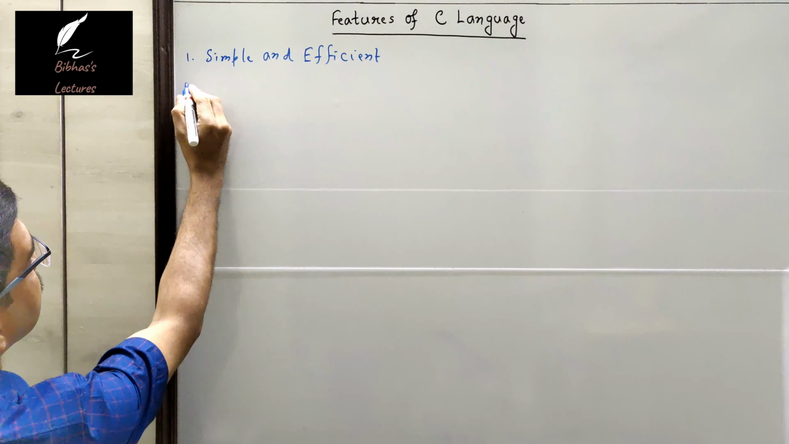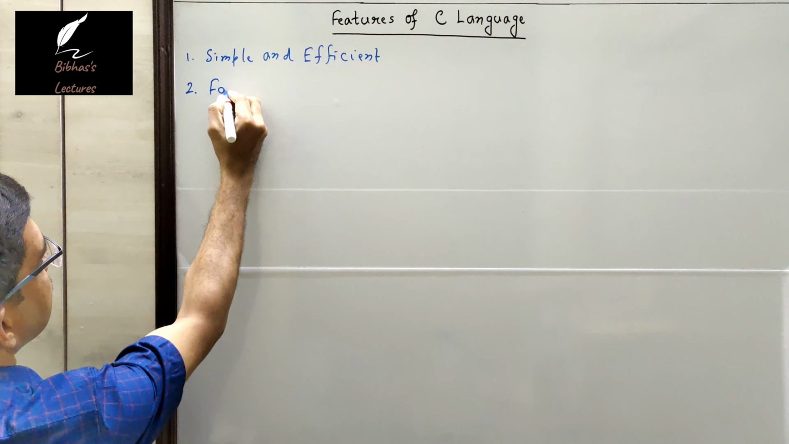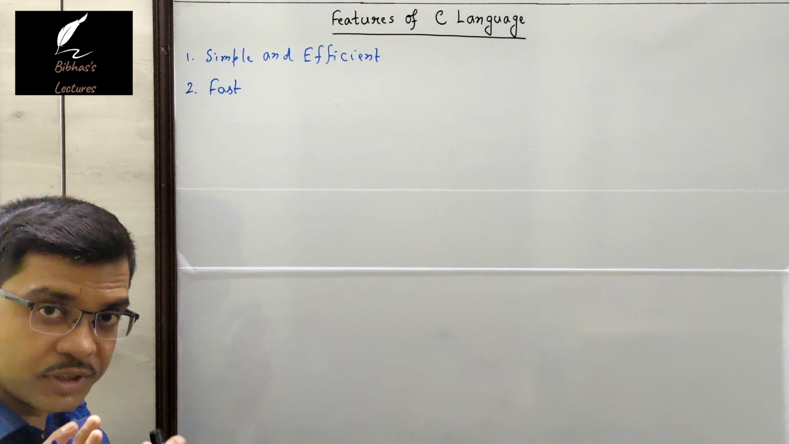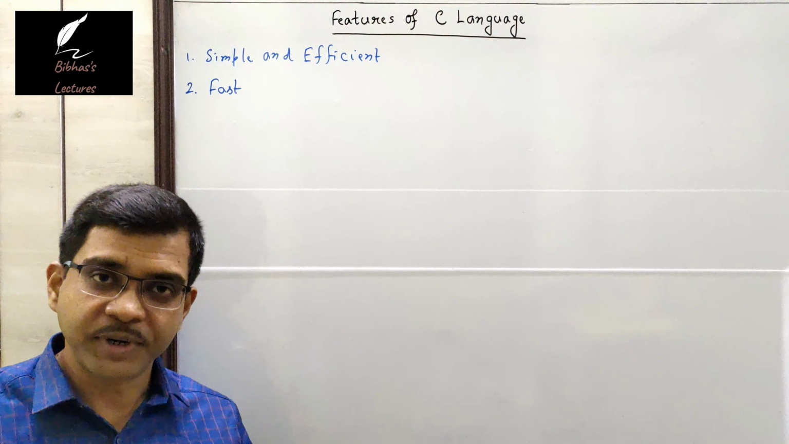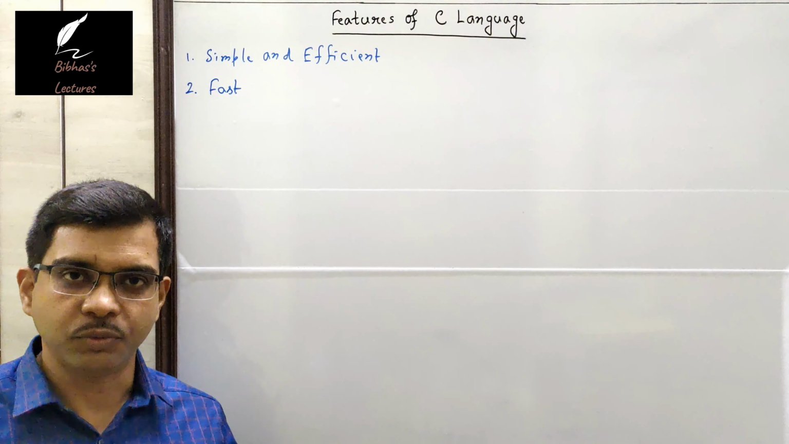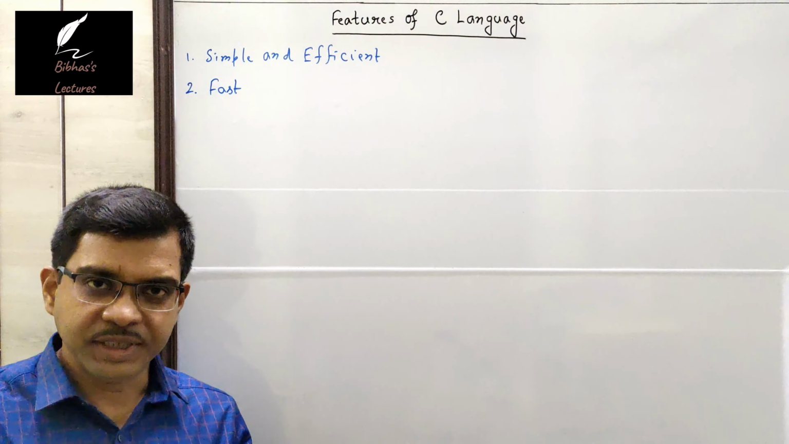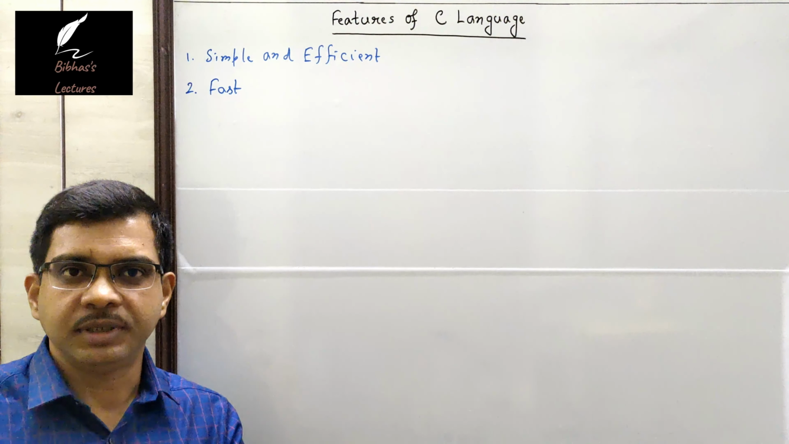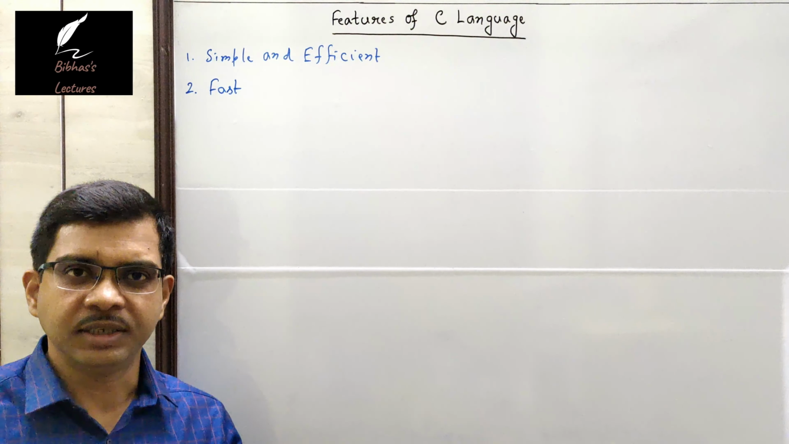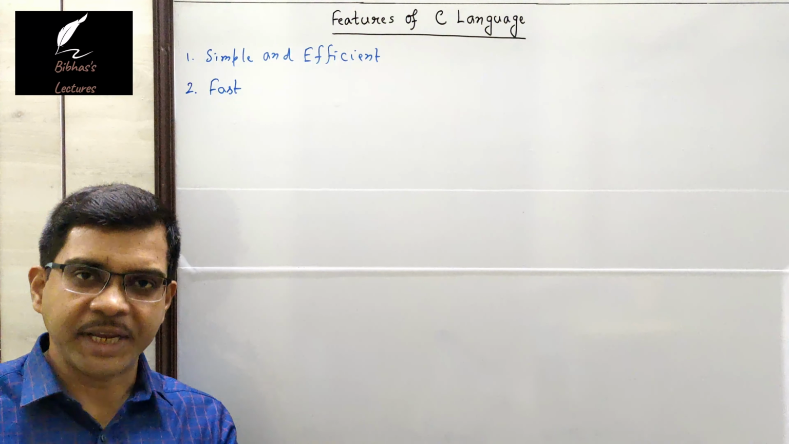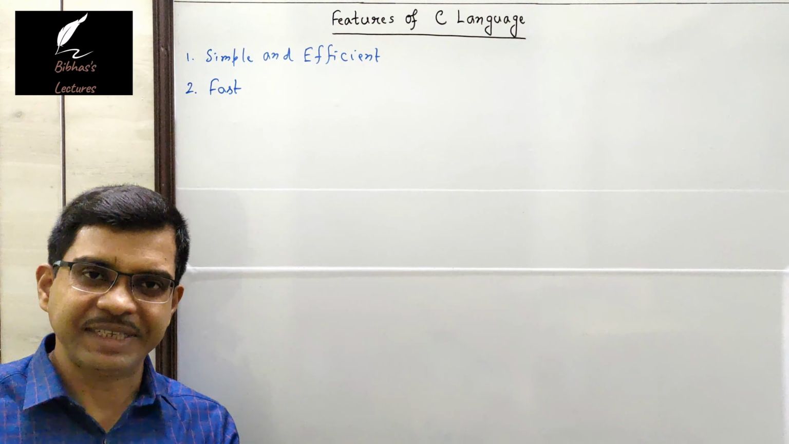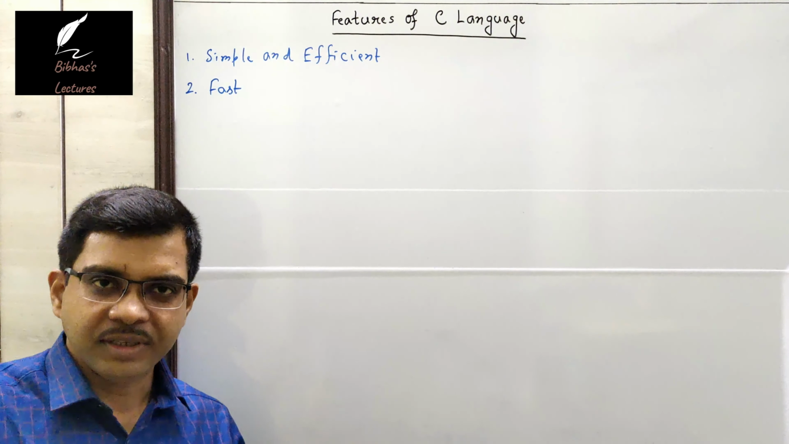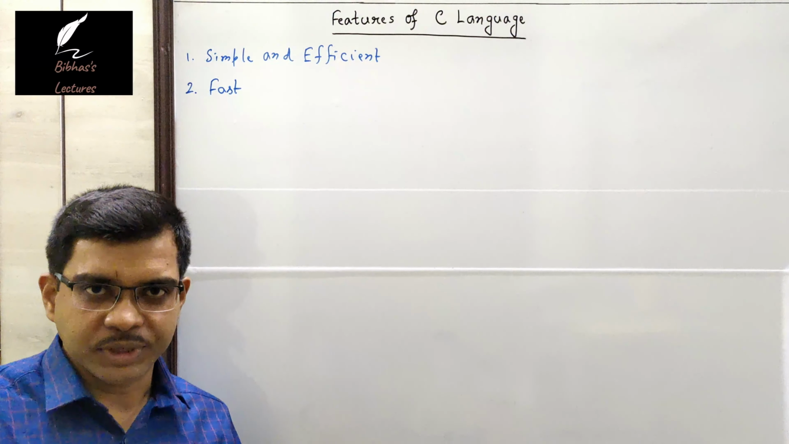Number 2, the C language is very fast. It is comparatively faster than other languages. Now why is it? Because C is a statically typed language, and those are dynamic programming languages. They take much more time than these statically typed languages.